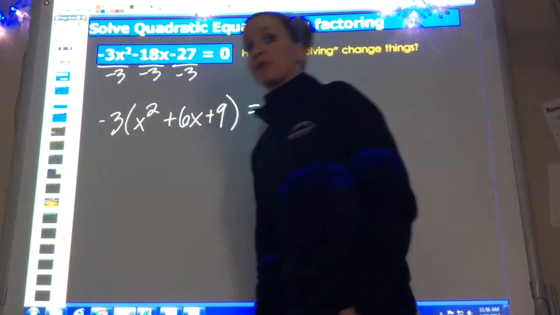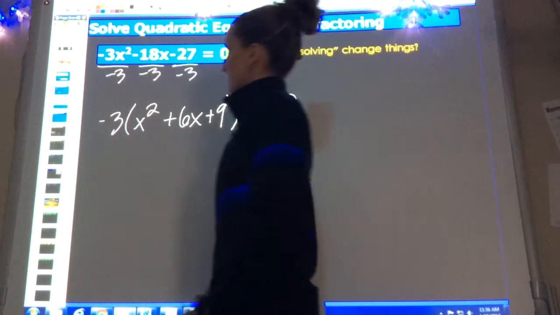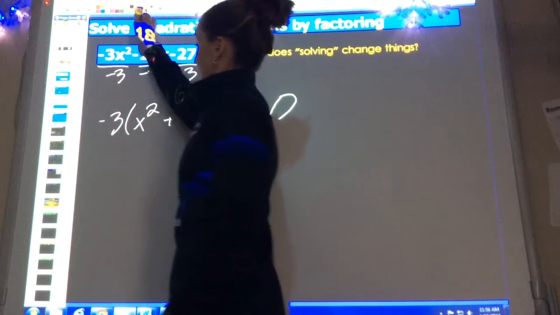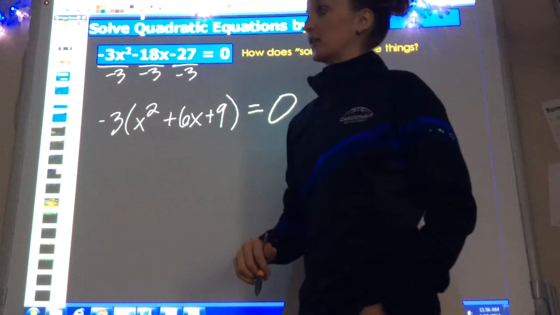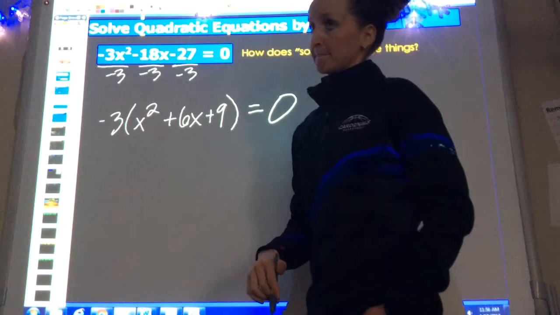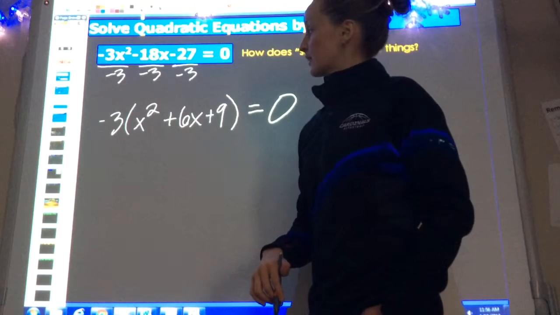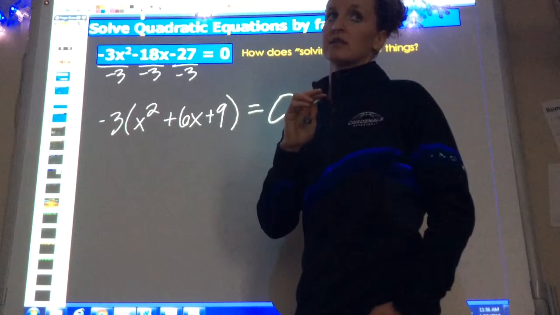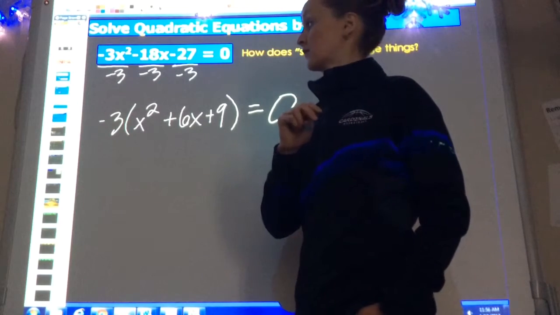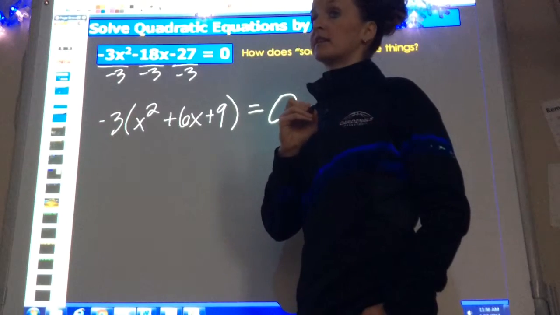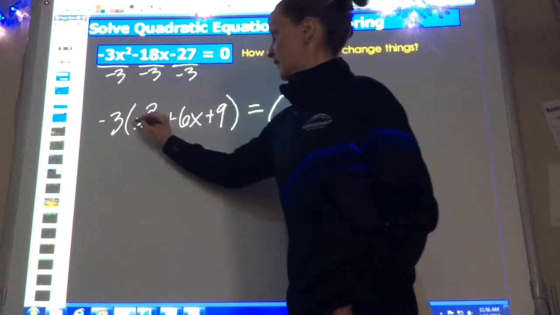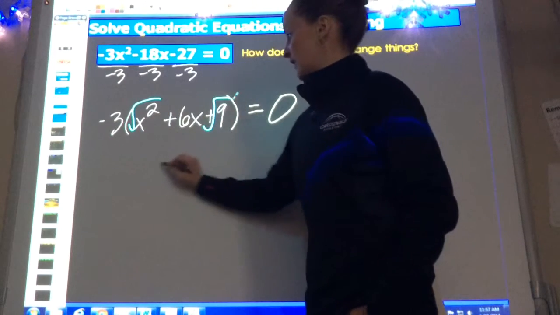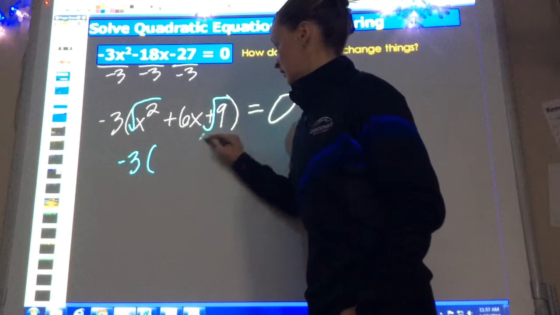Okay, what's our next step of factoring? We don't distribute. Factoring difference of squares is with 2 terms. So this is 3 terms. So then what do we do with 3 terms? Square root the first and the last. That's what I said.